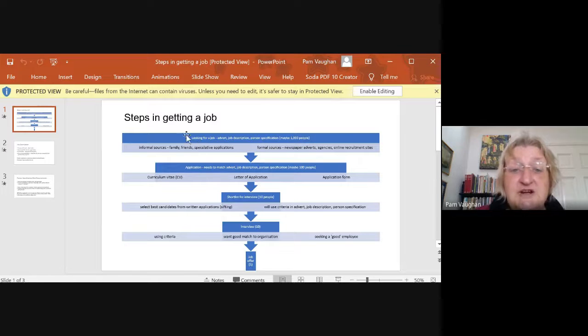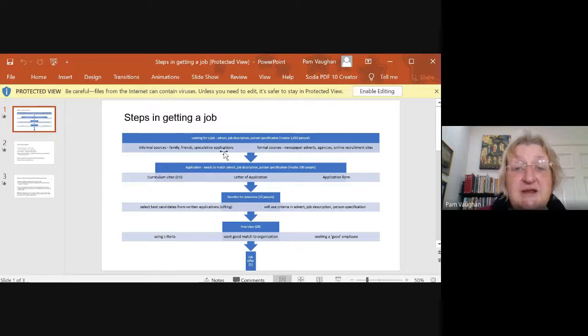But what I've also done here is I've tried to make the length of the bar give some kind of indication as to what happens as you go through the process of looking for a job. So you start off with maybe, in this example, 1,000 people looking for the job and finding something to apply for, or to send off a speculative application.